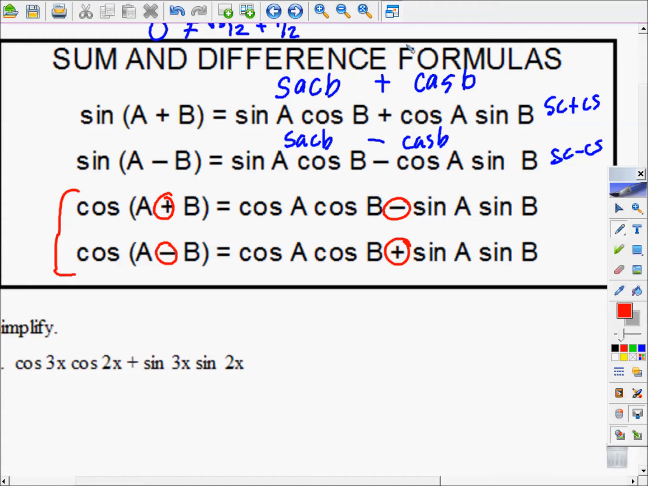Okay, so again, for me, it was cac minus sas and cac plus sas. Okay? So cac and sas are cosine to me. So when I remember sine is sac and cas, cosine is cac and sas.